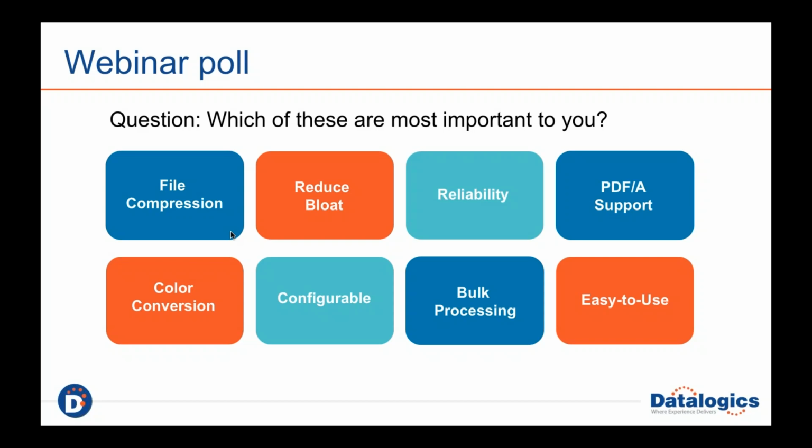Yeah, so it looks like I'm seeing a lot of bulk processing, Joe, and I'm seeing a lot of compression. And looks like color conversion is the next one as well. So nobody for easy to use, nobody for reliability, PDFA support. All of them are important but configurable, and batch processing, somebody said as well. Any last second ones?